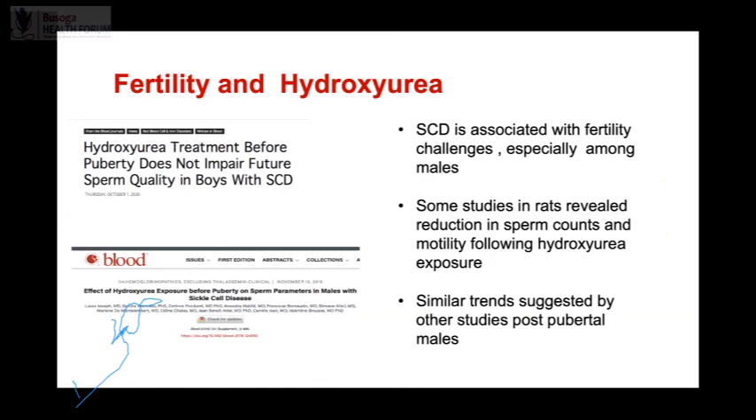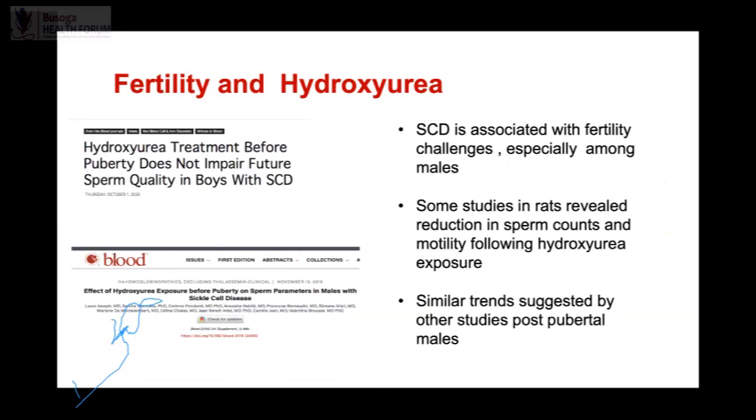But sickle cell disease, which is not treated, is associated with fertility challenges and erectile dysfunction. So vaso-occlusion also happens in the testes, okay? So without any treatment, they're still going to get some fertility problems. Some studies revealed reduction in sperm counts, and similar findings have been suggested by other studies in post-pubertal males.